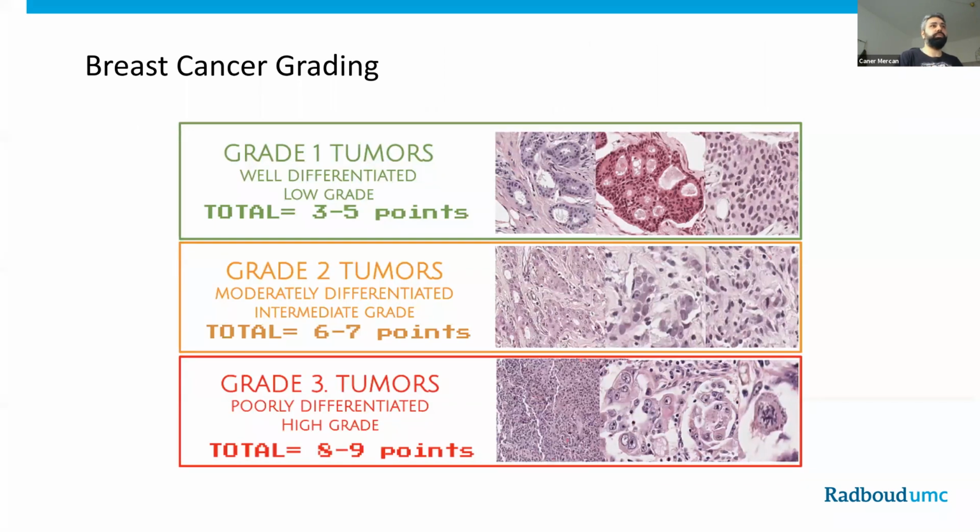So after the points from each component are combined, the overall grade of the tumor is given. If the total is between 3 and 5 points, then the grade of the tumor is 1. It's kind of well differentiated and it's low grade, so it's not as severe. If it's 6 or 7, the total, then it's called grade 2 tumors. It's moderately differentiated and it's intermediate grade. And finally, of course, the most severe case, if the total is 8 or 9 points, then it's grade 3 tumors. It's poorly differentiated and it's high grade.